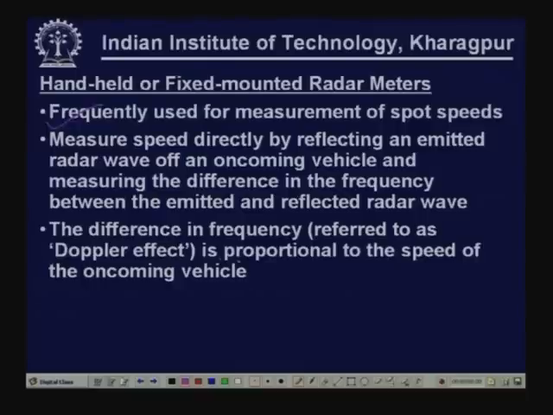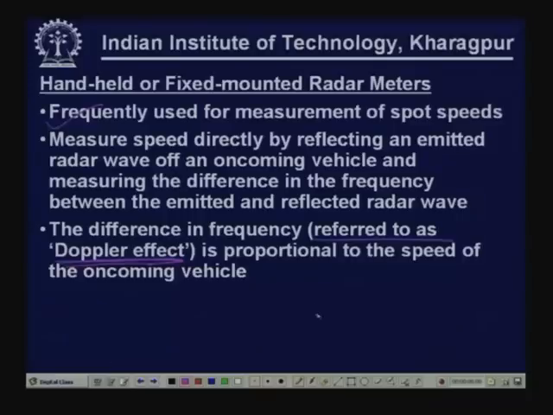Now, the difference in frequency, this is normally referred to as Doppler effect. You might have studied in your schools about this Doppler effect. So, radar meter actually works based on this principle, that is Doppler effect. So, the difference in frequency is proportional to the speed of oncoming vehicle. So, that way the instrument calculates or estimates the speed.